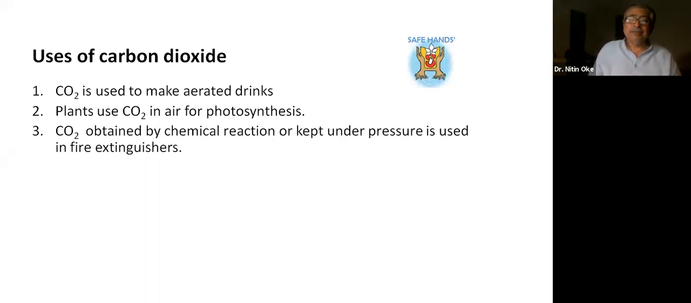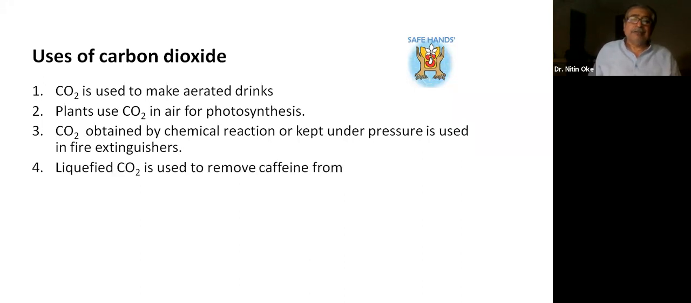CO2 is obtained by chemical reaction or kept under pressure, and is used in fire extinguishers. So either it is kept under pressure or it is an instant chemical reaction, and that CO2 can be used as a fire extinguisher.